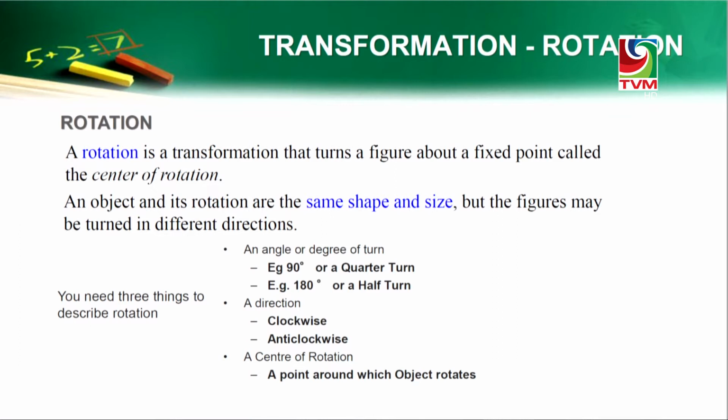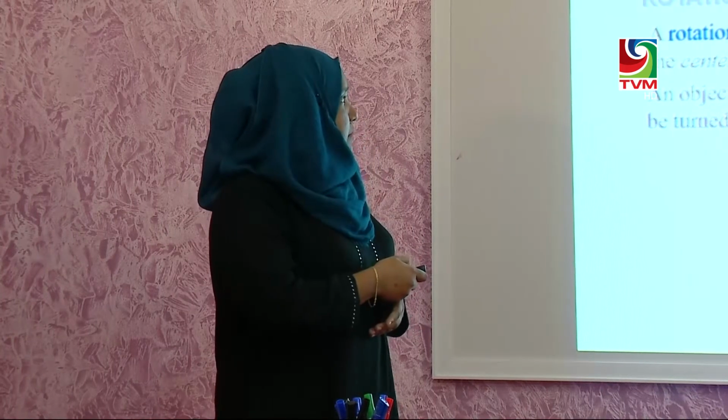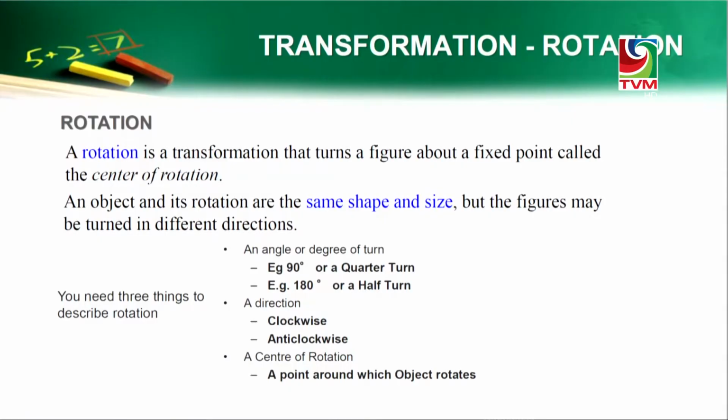Now let's look at the mathematical definition of rotation. As I have mentioned earlier, the word rotation means rotating of an object around a fixed point. But in mathematics, with the word rotation, we have to make it more specific. A rotation is a transformation that turns a figure about a fixed point called the center of rotation. An object and its rotation are the same shape and size, but the figure may be turned in a different direction.